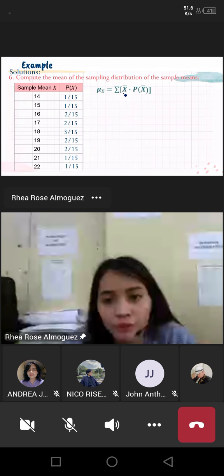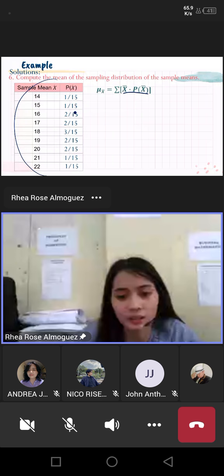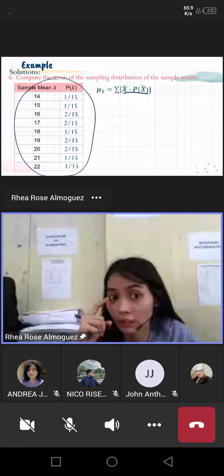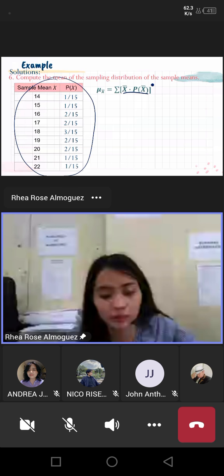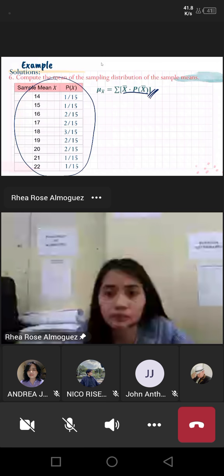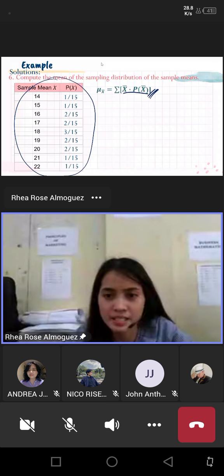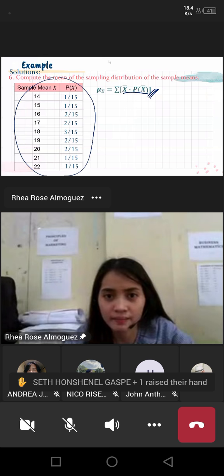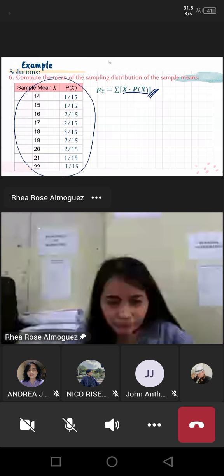Paano natin gigamit tong formula na to? Sige po, tignan to. Sa mga na-update natin na data. How can we solve the mean of the sampling distribution of the sample means using this data and this formula? Any idea? Sige po, i-analyze yung mabuti. Sige, sis F. Yes. Siguro po 14 tapos ita-times po sa 1/15 po, then so on po.